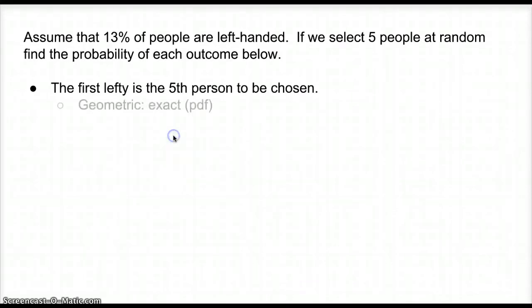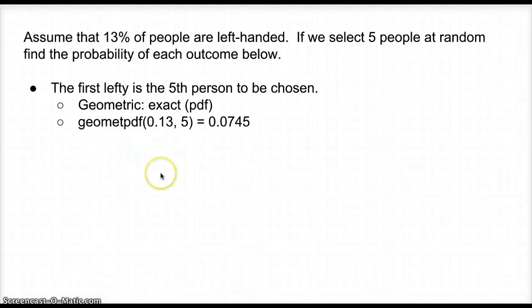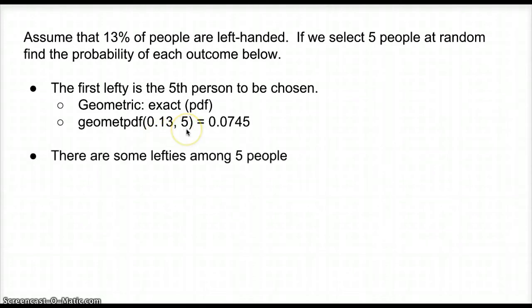All right, so the first thing you have to do is figure out that this is geometric because we're looking for the first success, and we know it's exact, so that's going to be the PDF. So when we use the geometric PDF, our probability goes first, and so that's the 0.13, and then our 5 is the 5th person, and so there's a probability of 0.0745. All right, same thing. Try the next one.